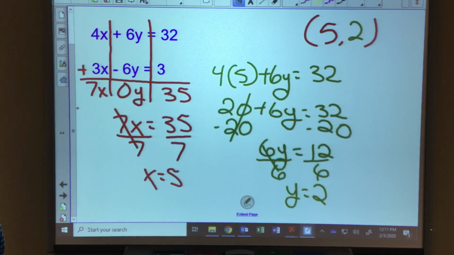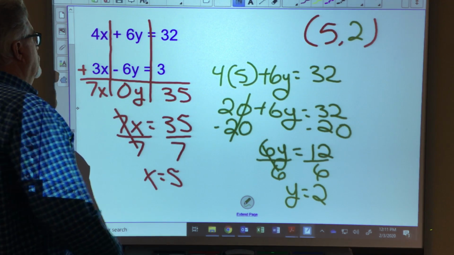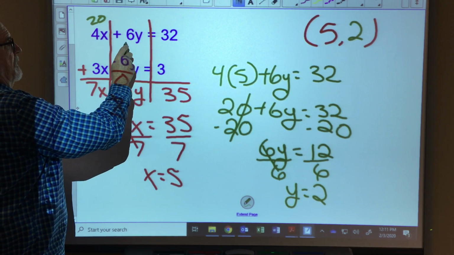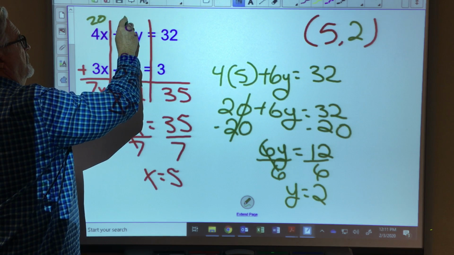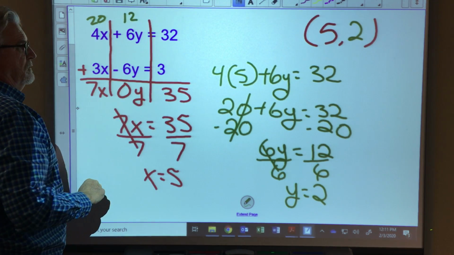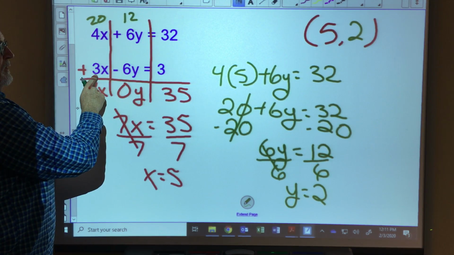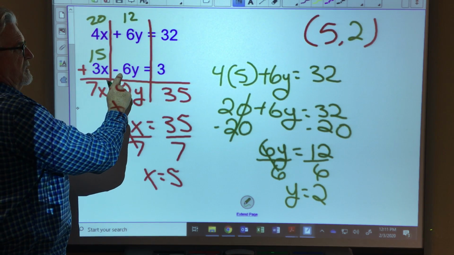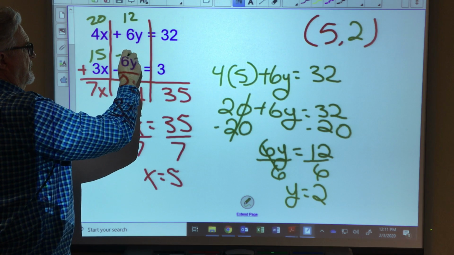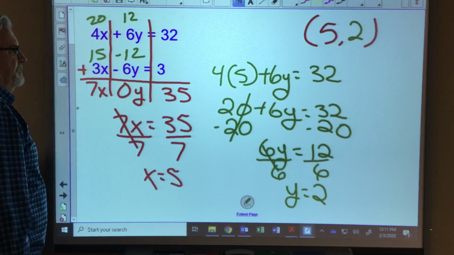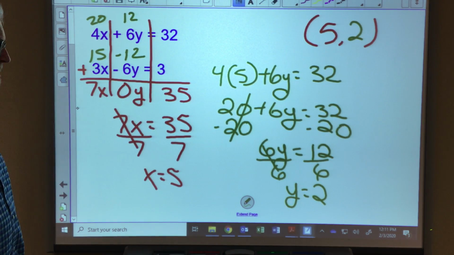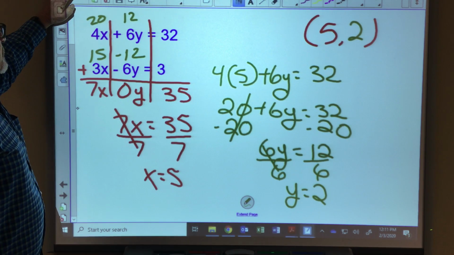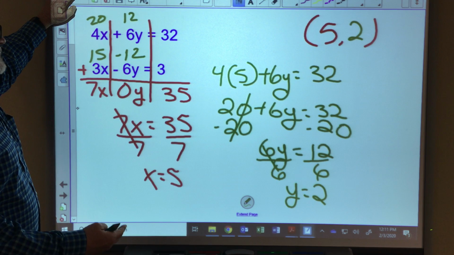We could plug those in and do a quick check, which would be 4 times 5 would be 20. 20 plus 6 times 2 is 12, so that would equal 32. And then down here we would have 3 times 5, which would be 15. Negative 6 times 2, which would be negative 12, resulting in 3. Okay? Any questions on that? That was an example of using addition to solve.